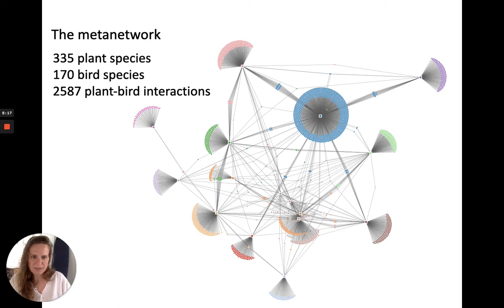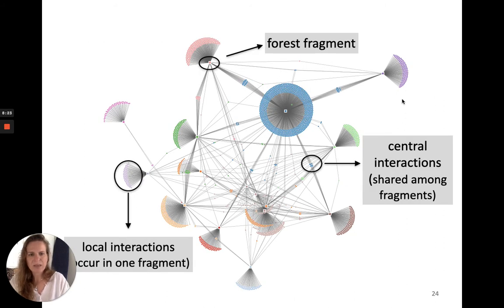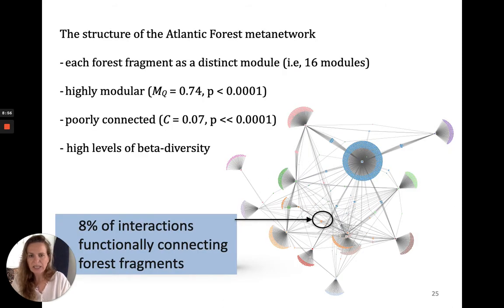So in the case of the Atlantic forest, this is the structure we observe, so it's a very diverse system, as expected. And what we have here is these squares representing the forest fragments, and these nodes represent the interactions. As we see, we have these clouds of nodes that represent what we call local interactions, so those that occur in a single fragment. We also have these interactions that occur in more than one fragment, as you can see following the links. Those are what we call central interactions, so the ones that are shared among fragments in the landscape.